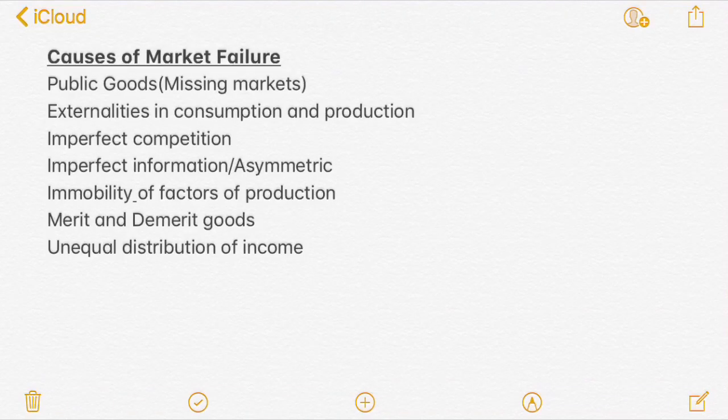The causes of market failure are, first one, guys, public goods, externalities in consumption and production, imperfect competition, imperfect information, immobility of factors of production, merit and demerit goods, unequal distribution of income. You guys have to know at least 4 of these causes, remember them, and explain and define them in your own words.